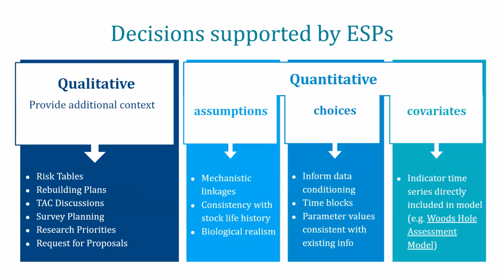So these are all different ways that information about the ecosystem can improve the alignment between the population dynamics model and the true reality of what is going on with the stock in the ocean. And so types of these more quantitative decisions could be things like making sure that the stock assessment model is consistent with the life history of the stock, incorporating additional biological realism into the model, making decisions about time blocks during the modeling process, and at the most quantitative level, including a direct ecosystem covariate into the stock assessment model, which is now possible in newer modeling platforms such as the Woods Hole assessment model.